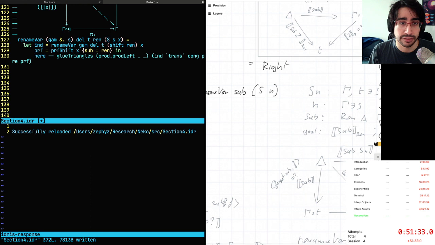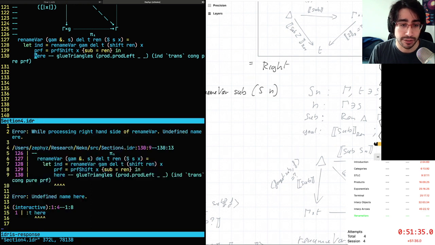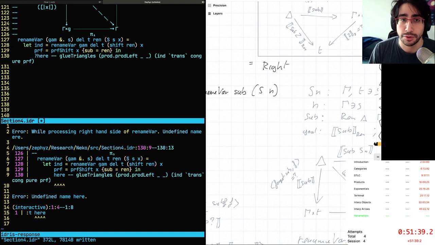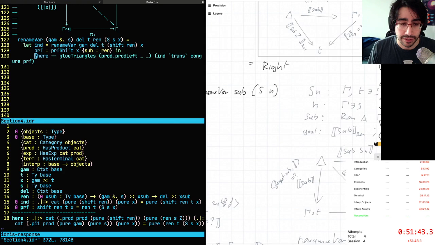I have the induction hypothesis as IND, and I have proof, which is simply a proof that the implementation of the renaming of a successor variable is the shift of the renaming of the variable. This is a proof that is proven in the Simply Typed Lambda Calculus file. Okay, we're almost there.